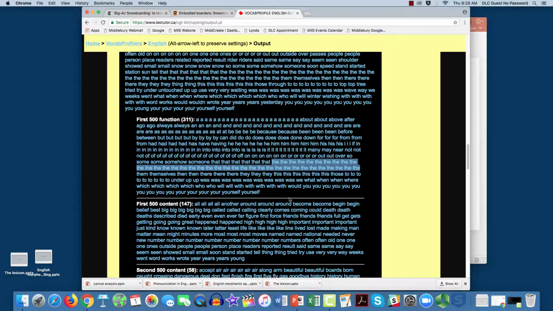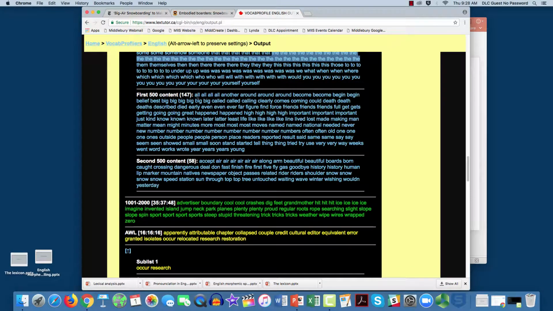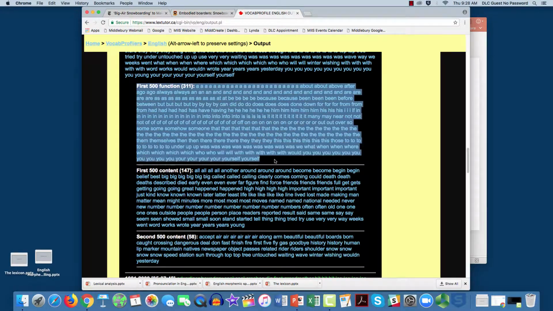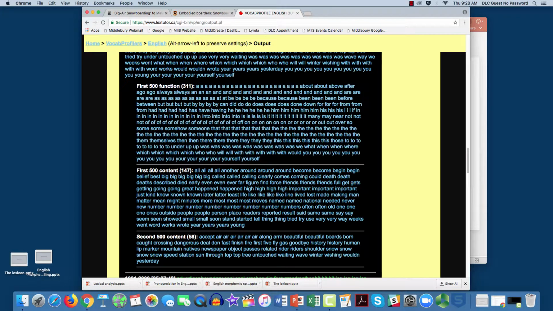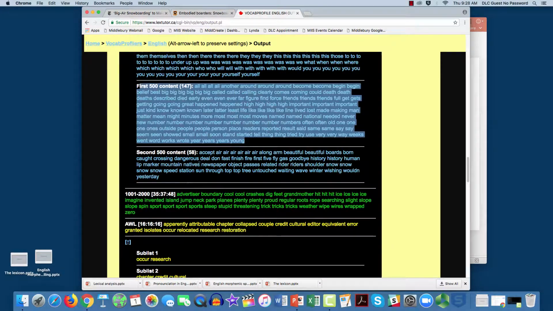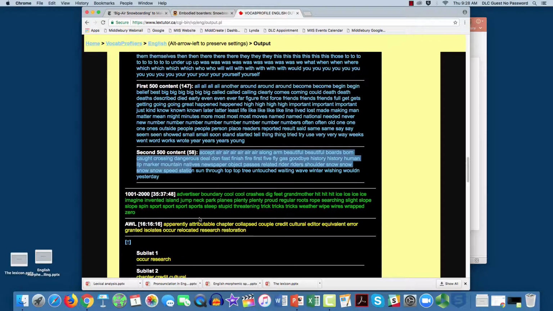We obviously have lots of thes, and then the first 500 content words. These are all function words, not content. These are the content words. Again, if any of these are new to the learner, that would be their first priority. Then you could move on to these content words, and then here's the other ones.